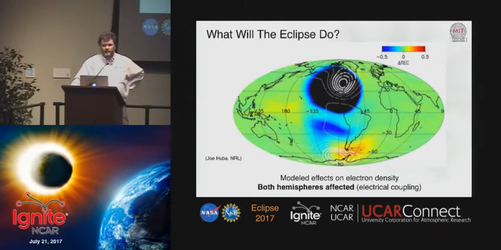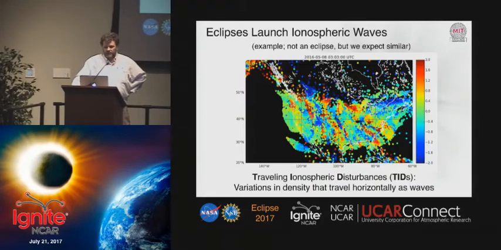This is our colleagues at NRL that Greg Earl mentioned. This is a modeled effect during one of the eclipse passages on the number of electrons in the upper atmosphere. Notice that both the northern and the southern hemispheres are affected because they're electrically coupled. Eclipses launch ionospheric waves. Nature doesn't like having more in one place and less in another one, and it tends to try to propagate waves out from the spot. These are called traveling ionospheric disturbances.